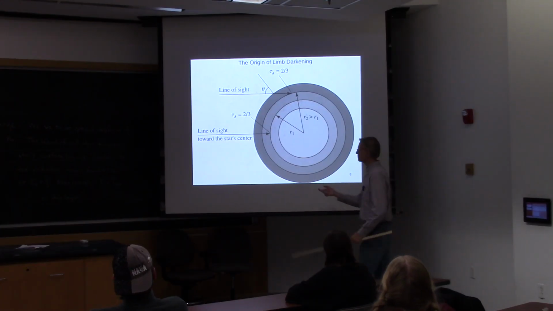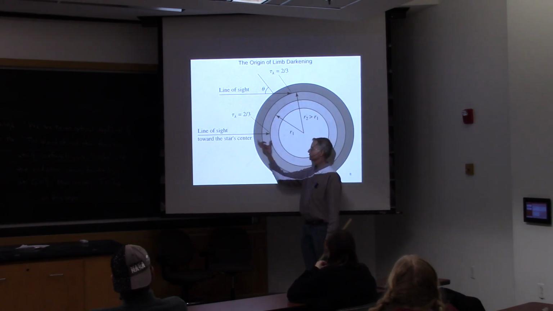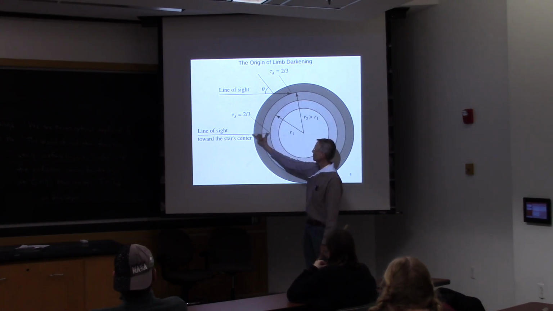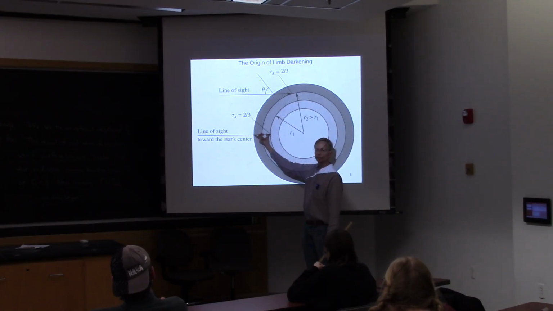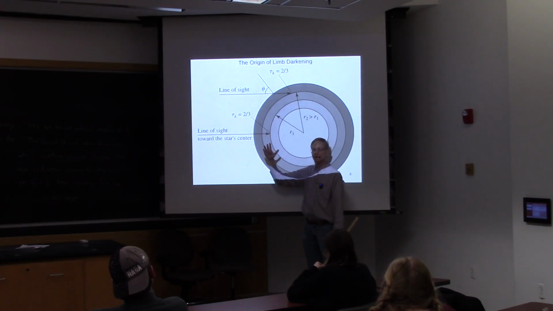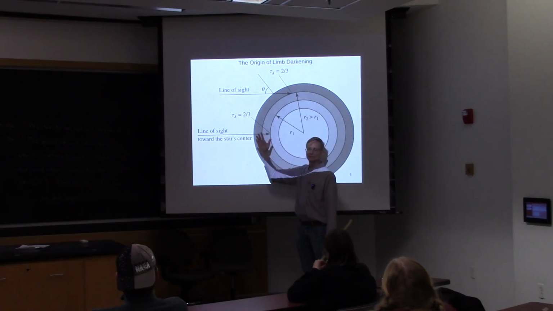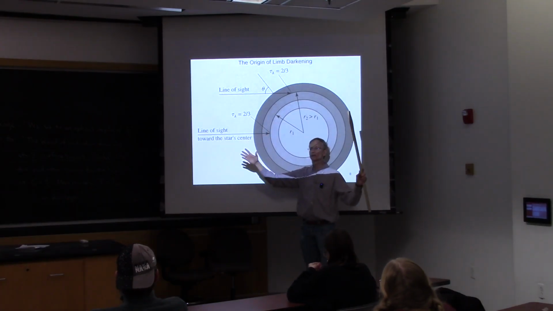Because if we have a line of sight towards the star's center, you're looking straight down into the star. So here's the layer where the vertical optical depth is 2/3. Now this is greatly exaggerated. Tau equals 2/3 on the sun is more like 400 kilometers or thereabouts, right? Which is a tiny fraction of the sun's radius.